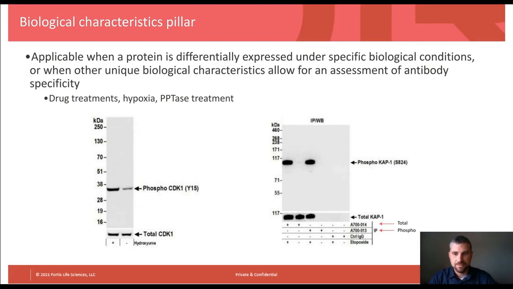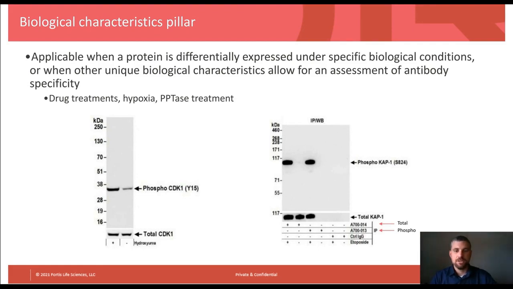On the right, we've got a series of IPs where we have treated cells with etoposide, and that etoposide treatment induces phosphorylation, which we can detect with our phosphospecific CAP1 antibody there in the top corner. And we're also seeing the presence of total CAP1. You can see there in the reblot in the bottom of that window.